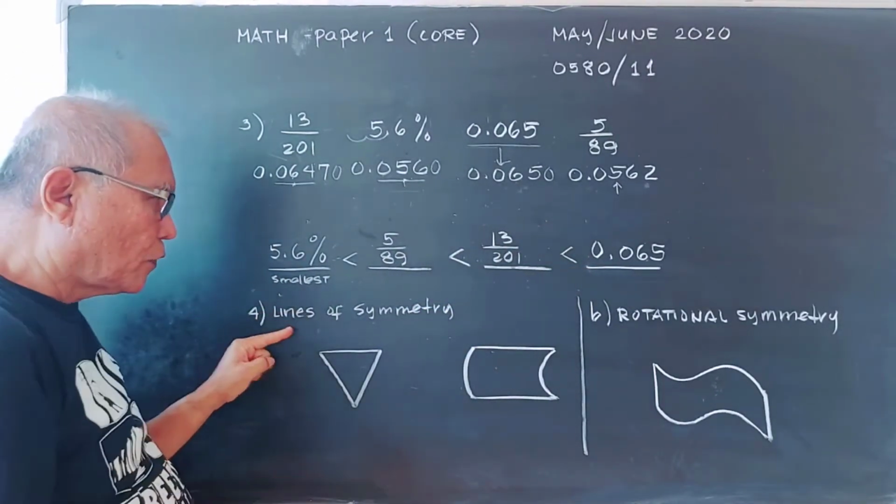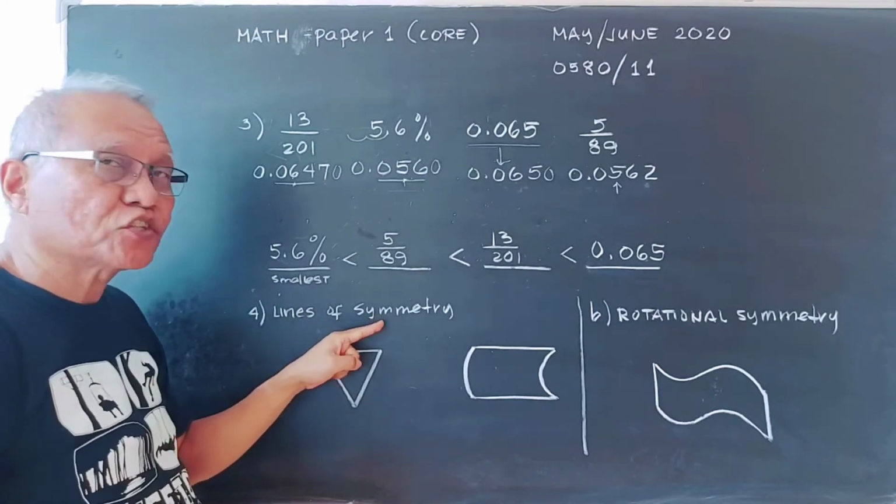Here we have the lines of symmetry. What do we mean by lines of symmetry?